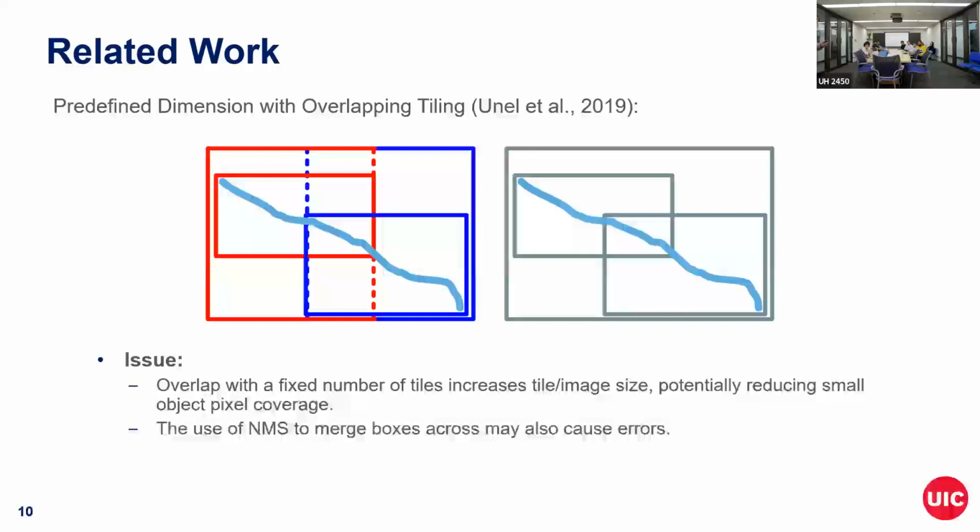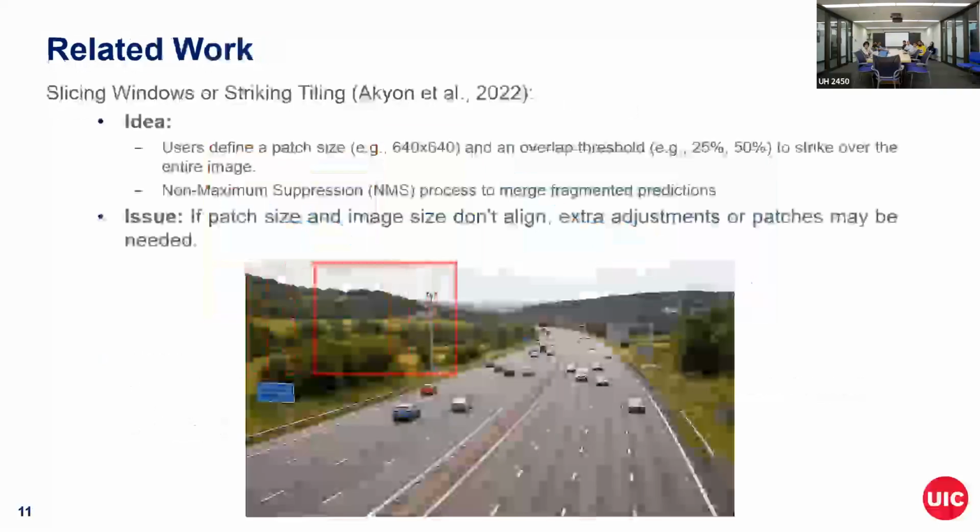For example, here I have two tiles with overlap, and I have the predictions from both of those tiles, and the results may not be merged well enough. So, for example, like this.